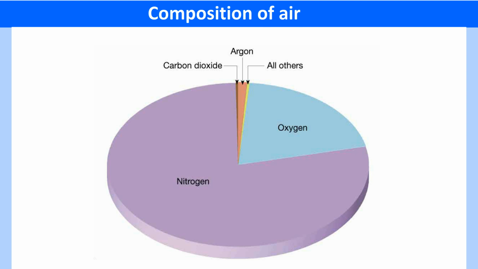Composition of air. The atmosphere contains a number of gases comprising nitrogen 78%, oxygen 21%, and certain other gases in smaller proportions such as argon 0.93%, carbon dioxide 0.03%, neon, helium, krypton, xenon, hydrogen, and ozone.